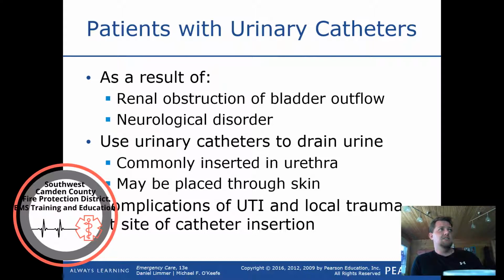Then there are patients with a urinary catheter, as a result of renal obstruction of bladder outflow or a neurological disorder. The use of urinary catheters is to drain urine. It's commonly inserted into the urethra, and may be placed through the skin. Complications include UTI and local trauma at the catheter insertion site.